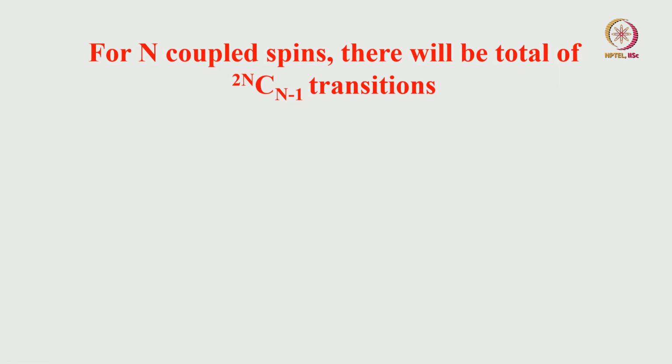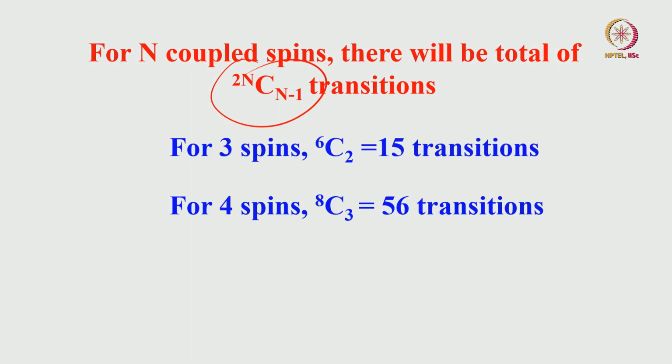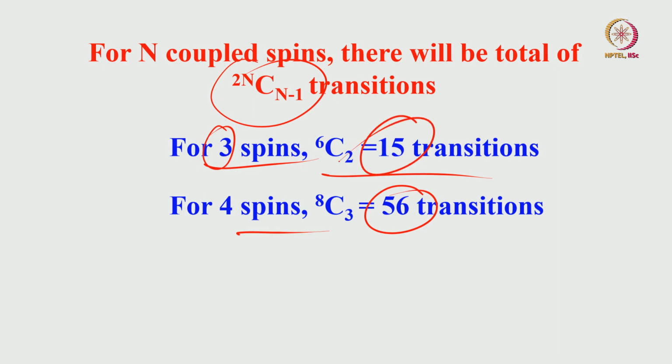For n coupled spins, there will be a total of 2n choose n minus 1 transitions. For example, if I take 3 equivalent coupled spins, we should get 6C2, that is 15 transitions. If there are 4 spins, maximum we should get 56 transitions. Of course, by a first order approximation and by the family approach we have been discussing, I said for 3 spins, each spin will give rise to 4 transitions, so there could be a maximum of 12. Why then is 15 coming into the picture?